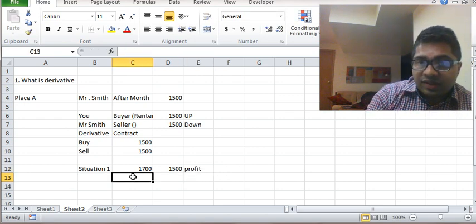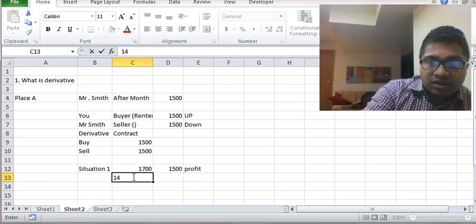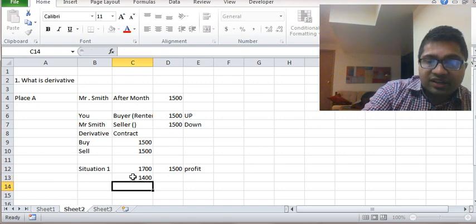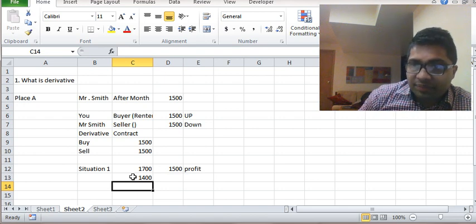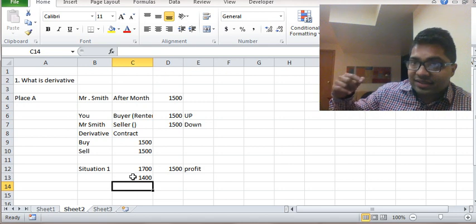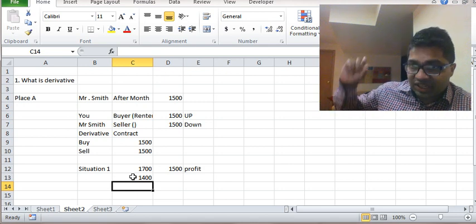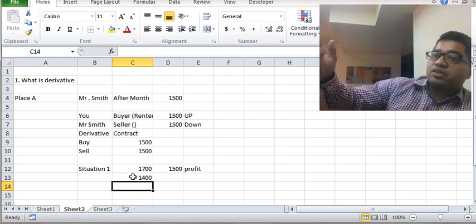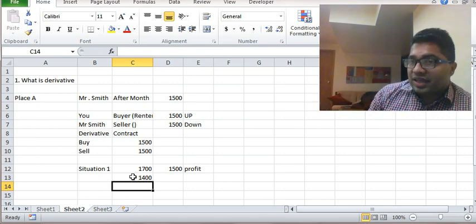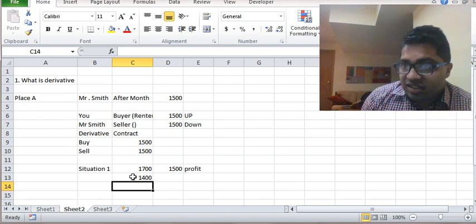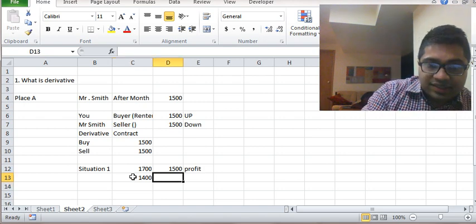Same way, if the rent were going to be $1,400 instead of $1,700 after 2 months, what would happen? The seller would benefit. Everyone else is giving their place at 1,400, but because of this contract, the seller is able to give this place to you at 1,500. So he's getting $100 extra. So the seller benefits.